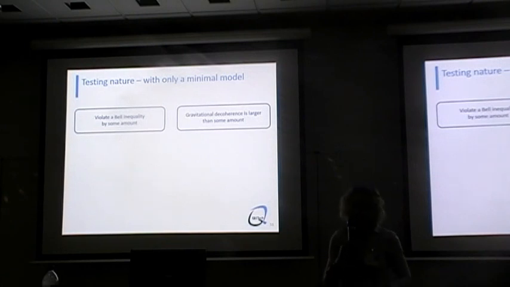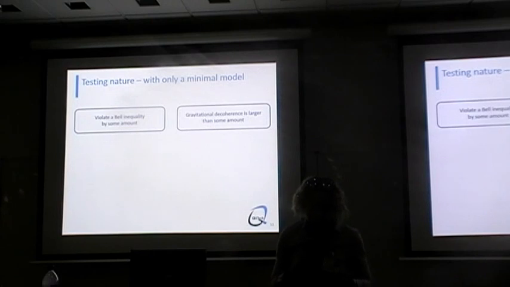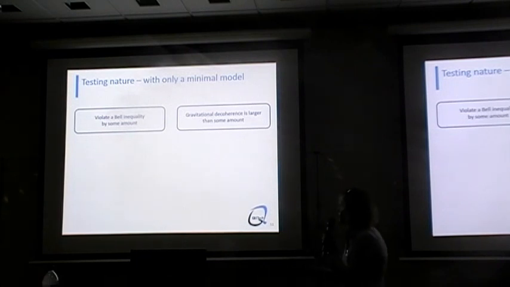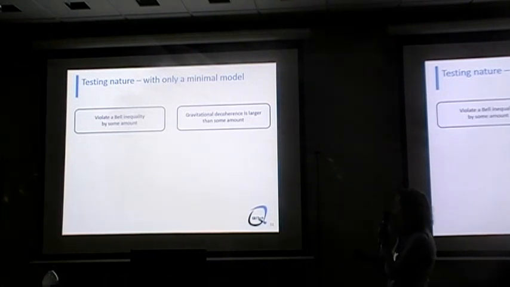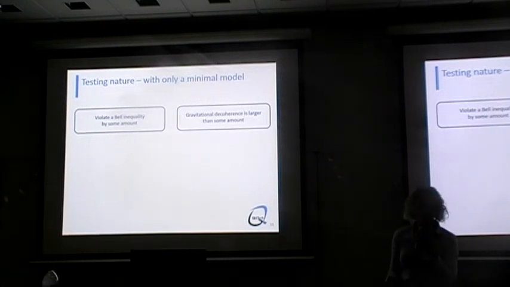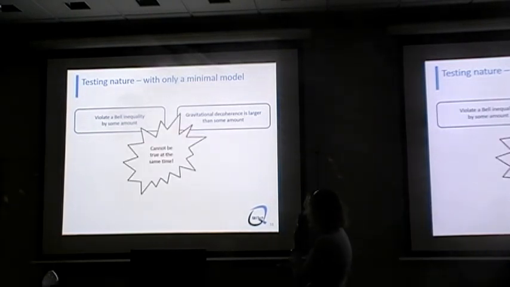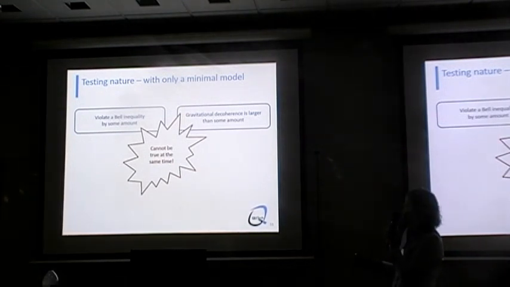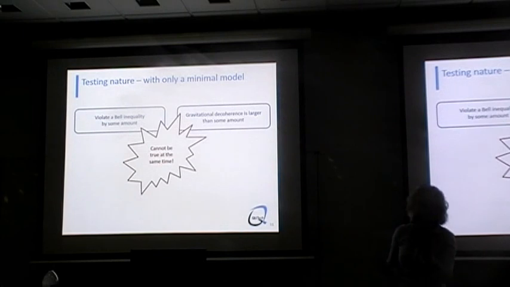I'm done, essentially. I just want to make one more point, namely that, of course, we can use Bell inequalities to try and falsify all kinds of other statements. For example, we could also ask ourselves a statement. I will plug in that gravitational decoherence is larger than some amount. It turns out that one can also show that in certain situations, combining these things in a smart way, they cannot be true at the same time.